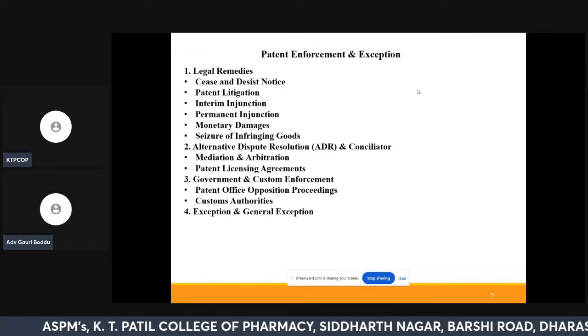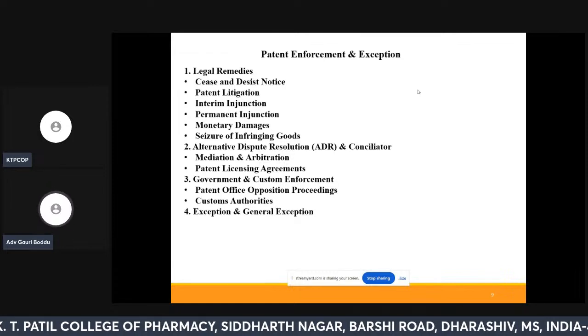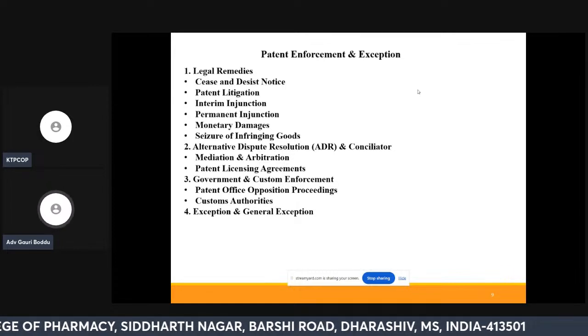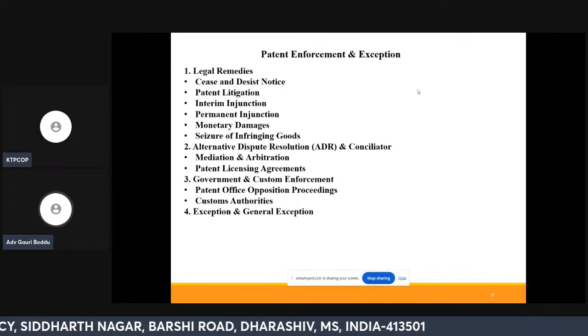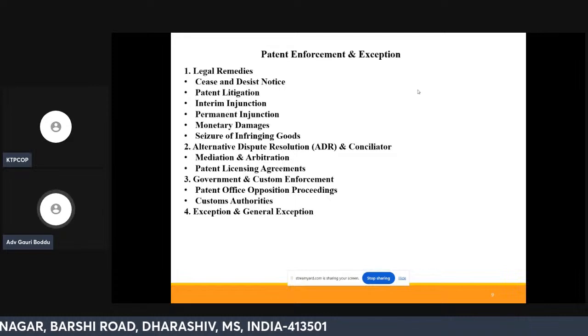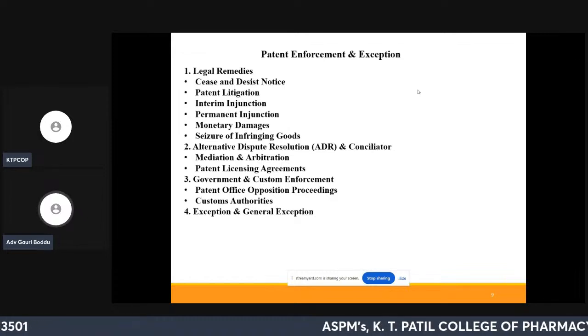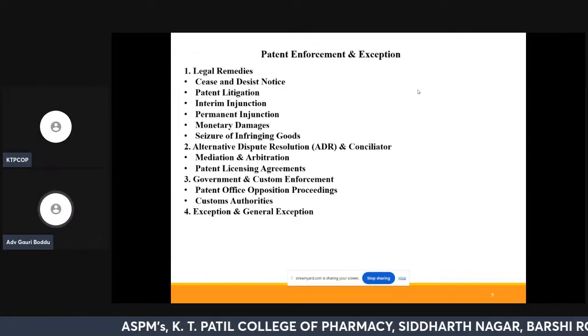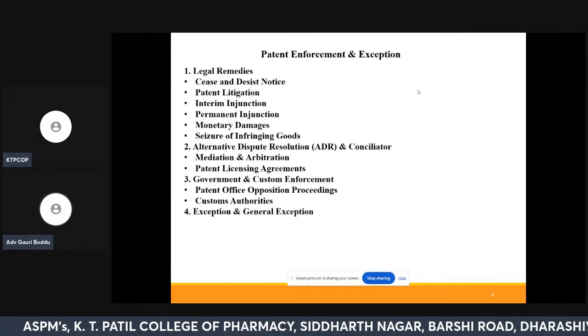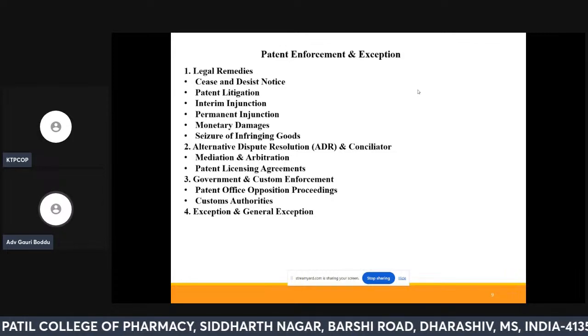Now, other are the alternative dispute resolution, where you don't want to go to the court and be present. By this area, it is very easy. Outside the court you can settle the matter, or else you can compromise the matter. There is mediation and arbitration, where parties negotiate or settle disputes outside of court.